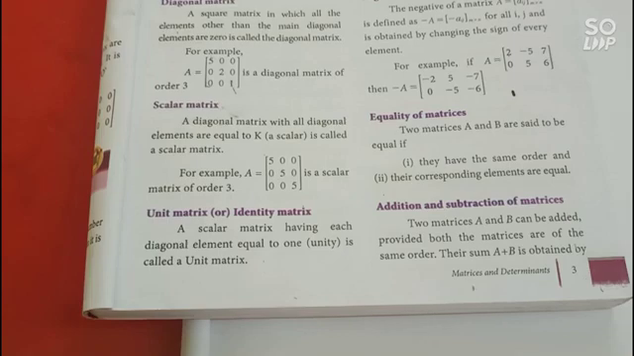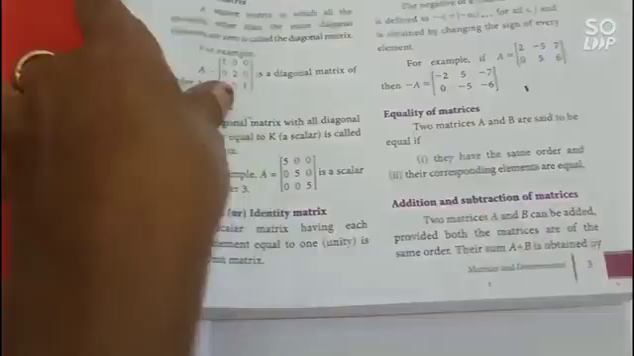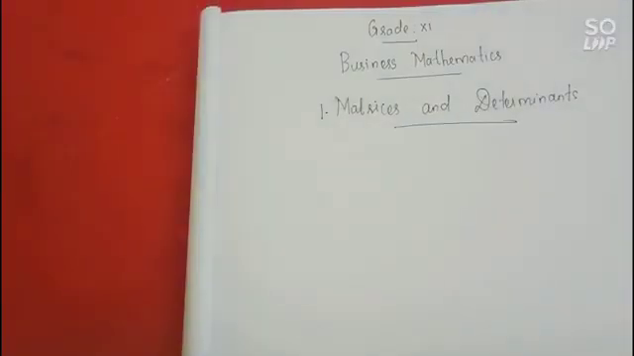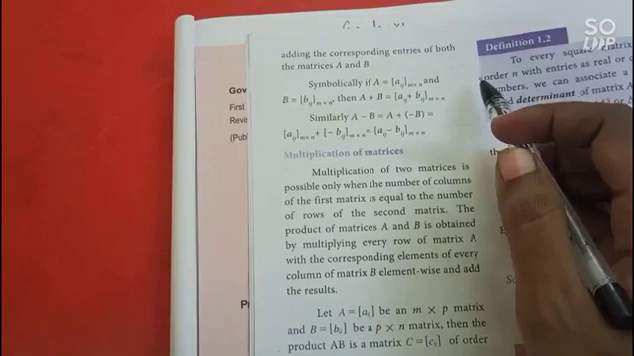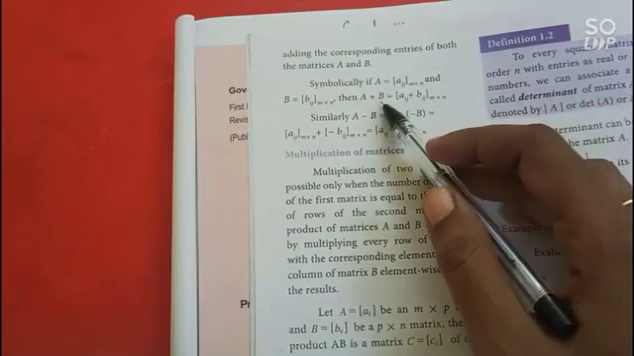Understand? Then next one is addition and subtraction of matrices. This one I already taught you. If you need to add or subtract two matrices, what's the only condition? Both must have the same order. Okay, so corresponding elements we will add. I already taught you.